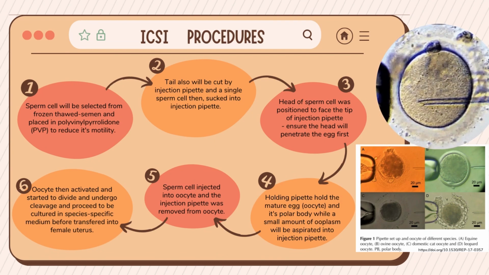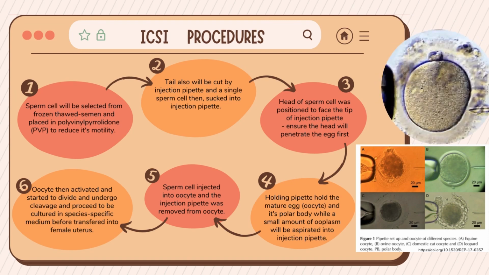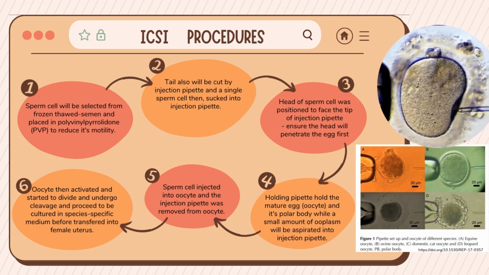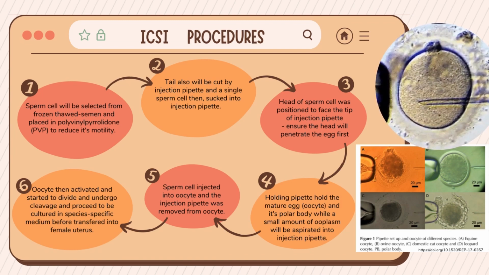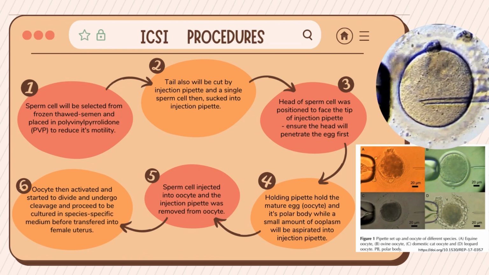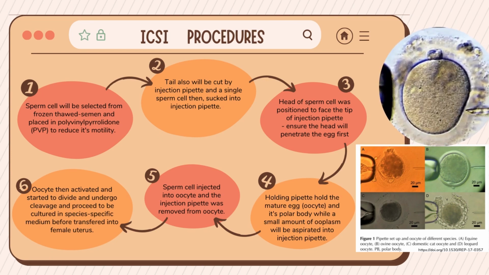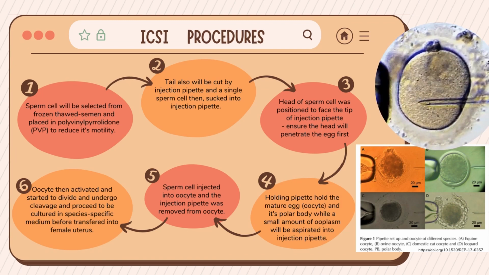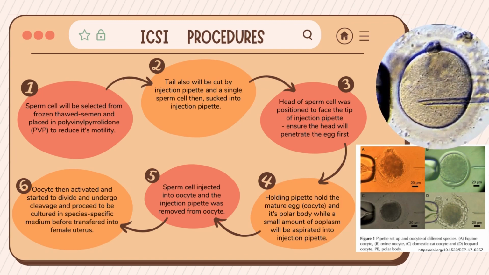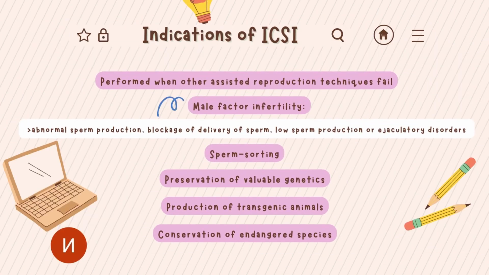Next, the mature egg, or the oocyte, together with its polar body will be held by the holding pipette, and then a small amount of ooplasm from this oocyte will be aspirated into the injection pipette. After that, the sperm cell will be injected into the oocyte, and once the sperm cell is injected into the oocyte, the injection pipette will be removed. After that, the oocyte will be activated and start to divide and undergo cleavage. And finally, after this process has finished, it will proceed to be cultured in the species-specific medium before being transferred into the female uterus.